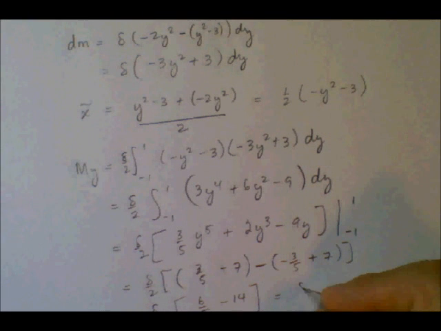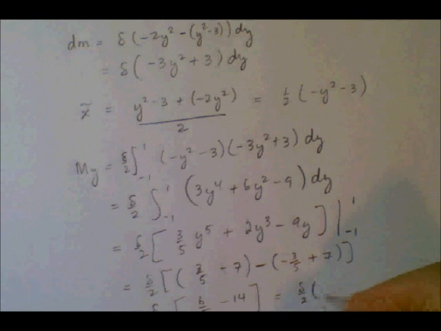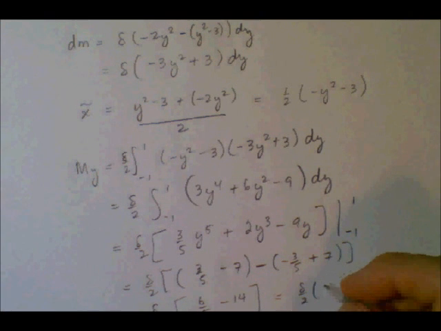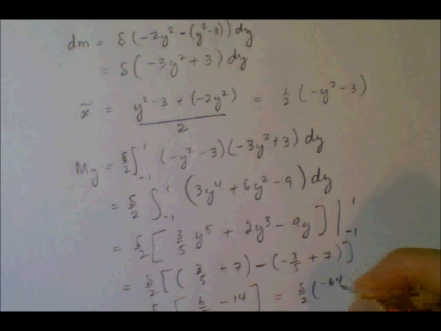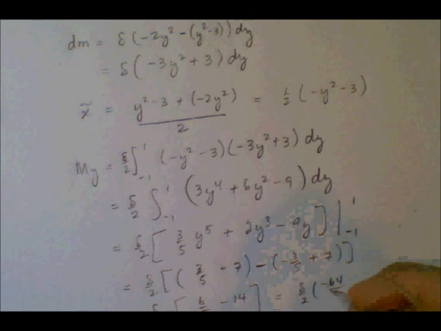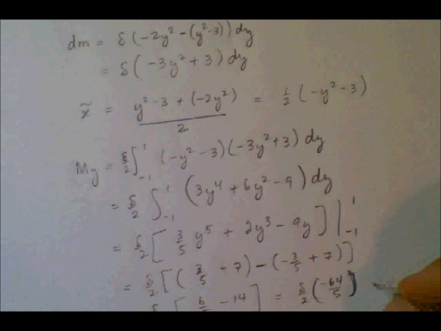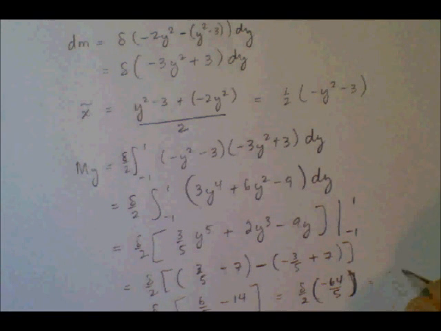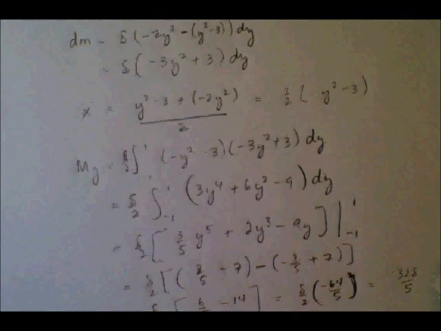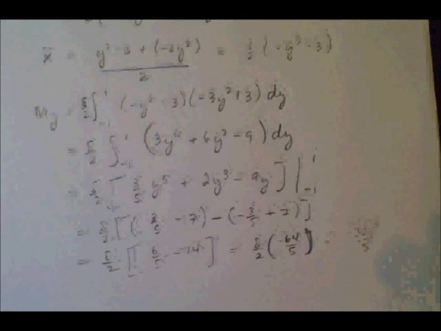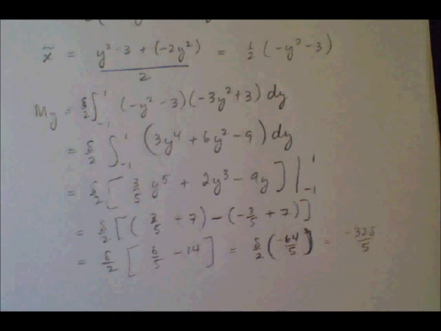And that gives me -64. Well, what's in brackets is -64/5. Oops, let's be consistent there. So that's what, -32 delta over 5. That's m sub y. Now, what about m?